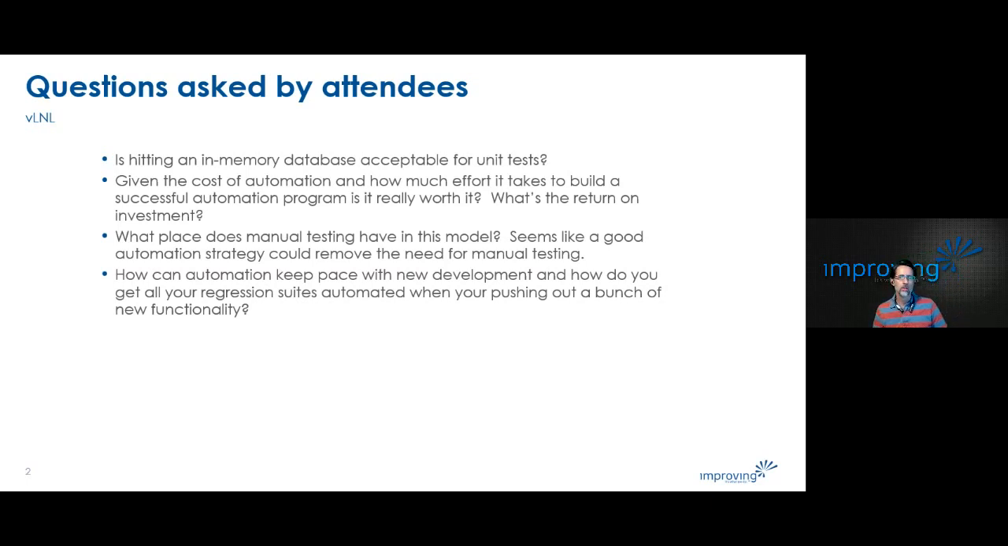And here's another question. What place does manual testing have in this model? It seems like a good automation strategy could remove the need for manual testing. Yeah, so when I first started using the test pyramid model to talk about this strategy, my modification to that model, like everybody has a little modification, was I drew a little circular cloud at the top that said exploratory testing.